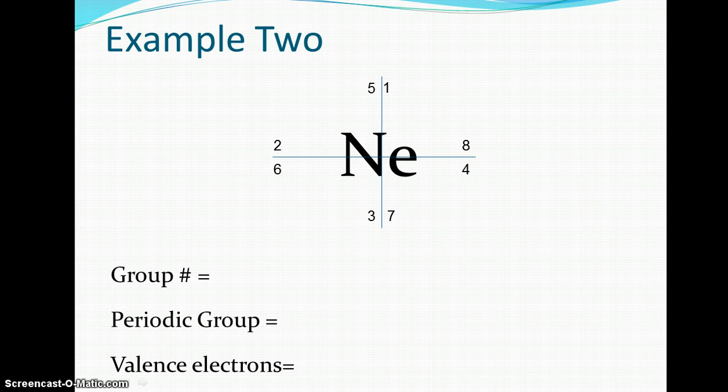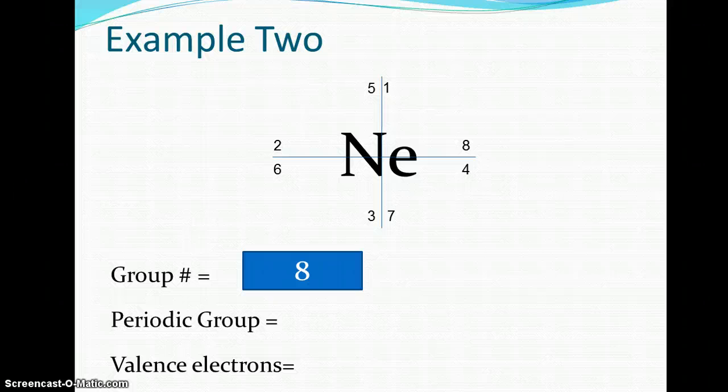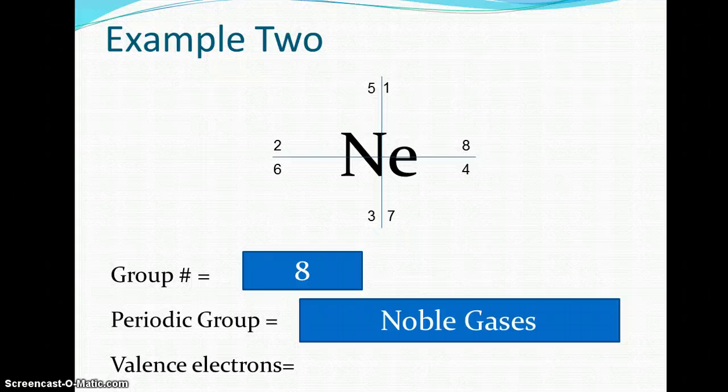Then we're going to look at neon on the periodic table. It's all the way over on the right side in group 8. So this is group 18 or 8A. Most likely you'll hear it referred to as just group 8 or 8A. Then, the name of it is the noble gases, as we talked about before. And lastly, the valence electrons are going to be 8 because the group is 8A. So there are 8 valence electrons.